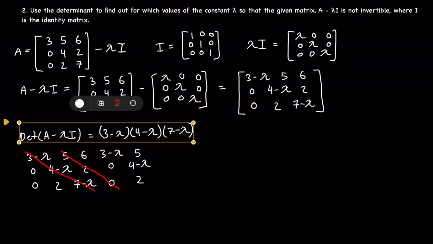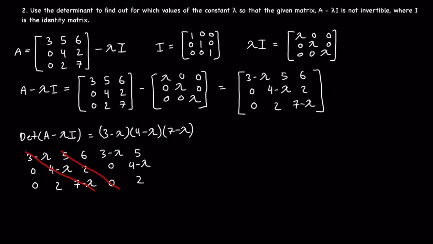I'll move this a bit down in case we don't get space. Now we multiply this, so 6 times 0 times 2, that's also 0. We don't need to include that. Now let's multiply from this side, so that's also 0 since we have 0 here. And then we have this term, so that's 2 times 2 times 3 minus lambda, and then 5 times 0 times 7 minus lambda, that's just 0, so let's not include that because it's 0 anyway.